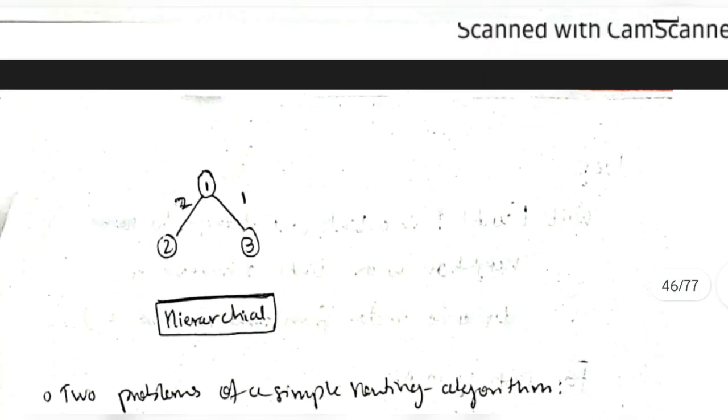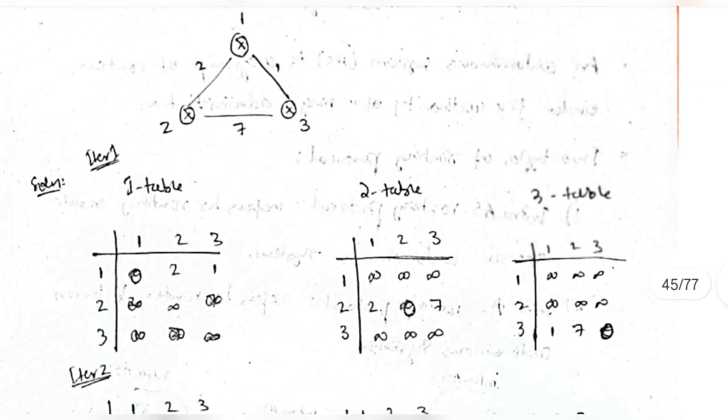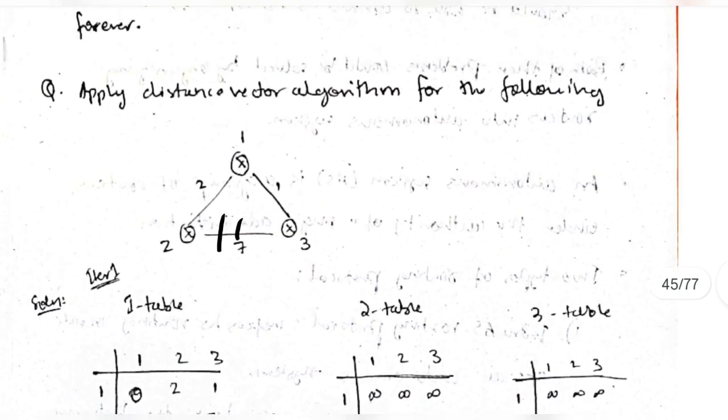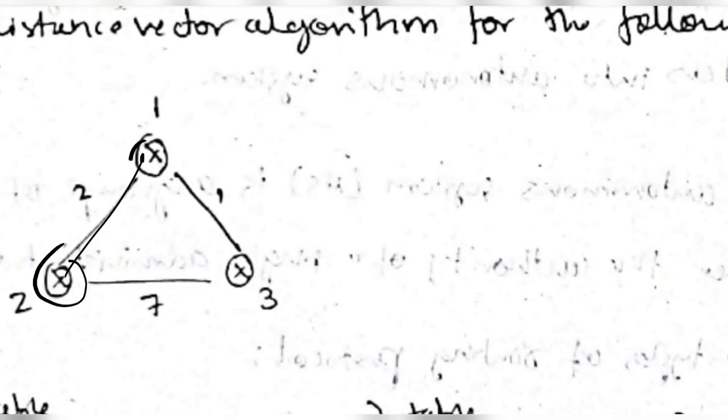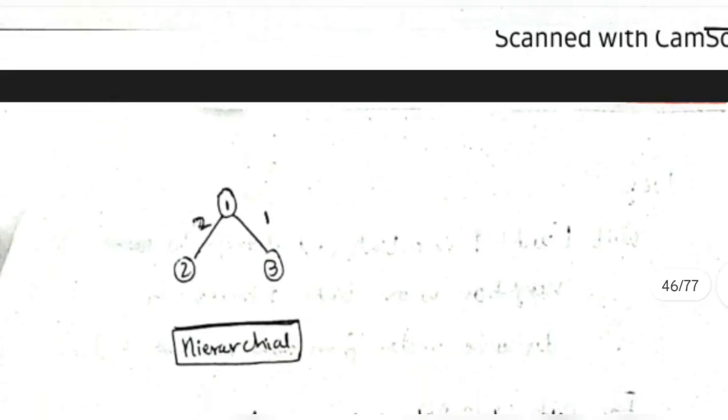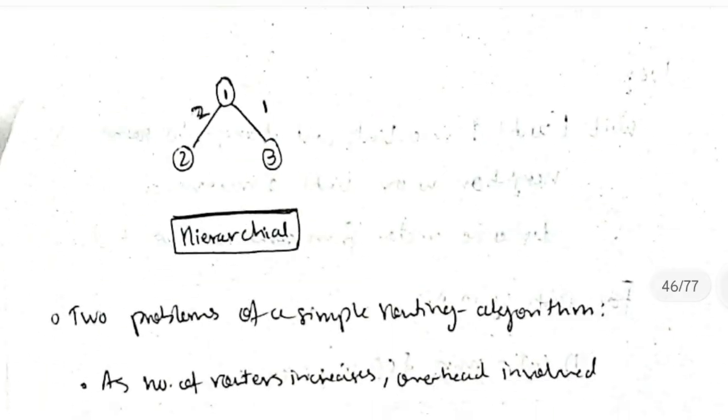And after making the table, you have to make the graph here. So in this graph, we will be removing this one. We just have to reach all the nodes, and the shortest path is from here to here and from here to here. Okay, this is the shortest path to connect all 3 nodes. That is the final graph which you have to make in the distance vector algorithm.